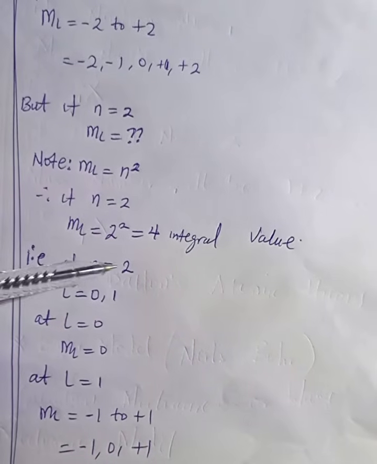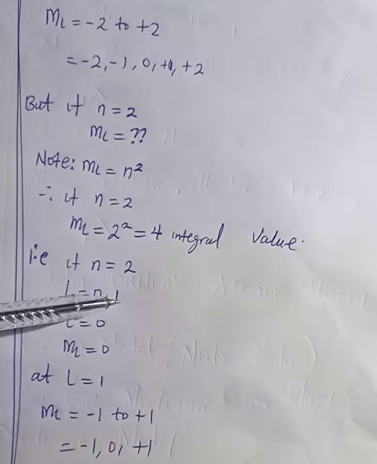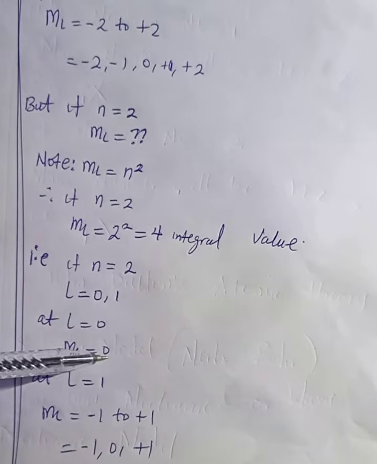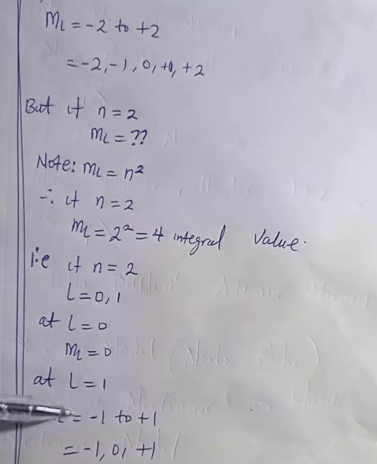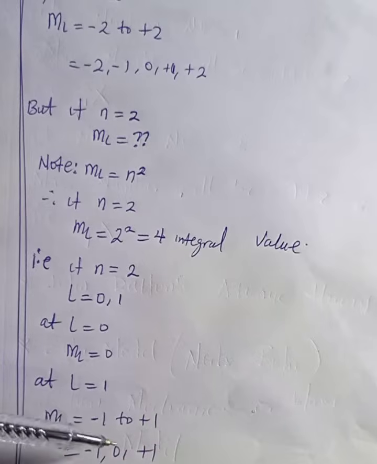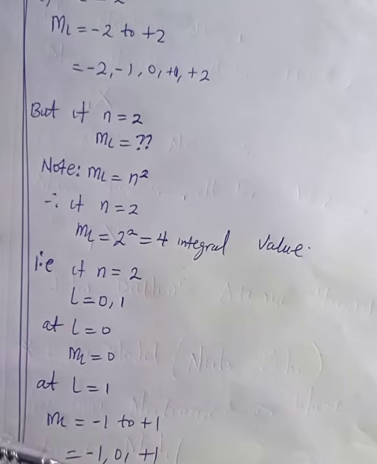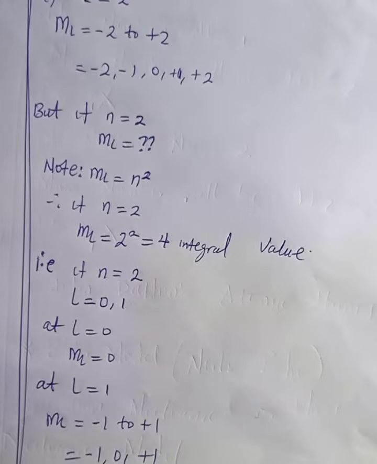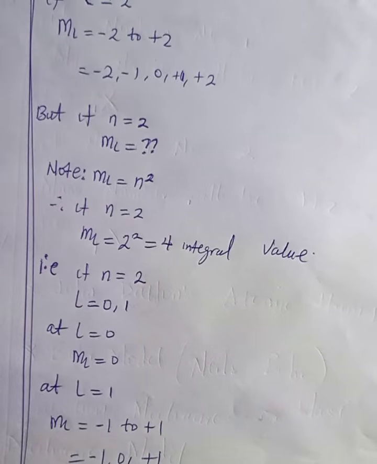Now, if n is equal to 2, L must be 0 to, remember, 2 minus 1, which is 1. So we're going to have 0 and 1 for L. At L equal to 0, ML is equal to 0. I've already explained that. Then at L equal to 1, ML will be from minus 1 to plus 1, that is minus 1, 0, plus 1. So how many integral values are we now having for ML? We're having 0, which is 1, then 2, 3, 4 integral values, which corresponds to this 4 that is here. So please take note of that. It's very, very important.